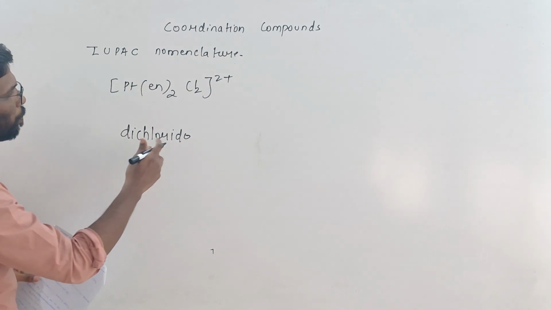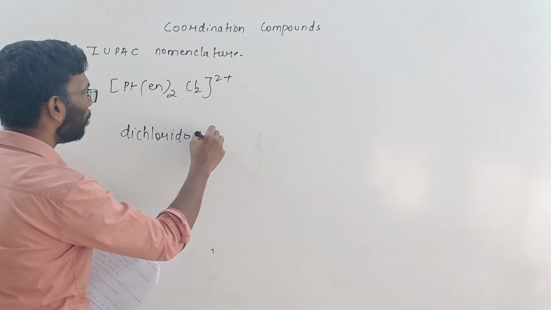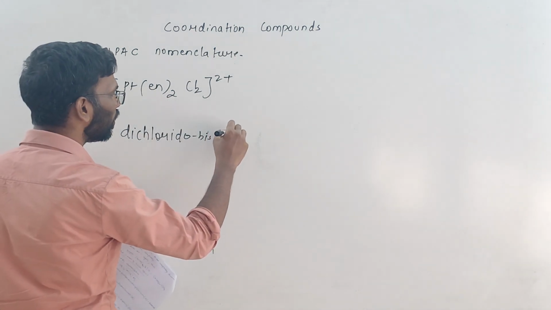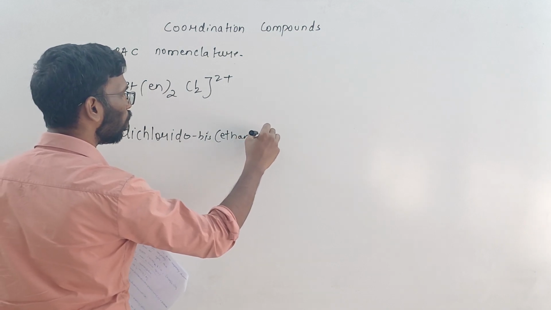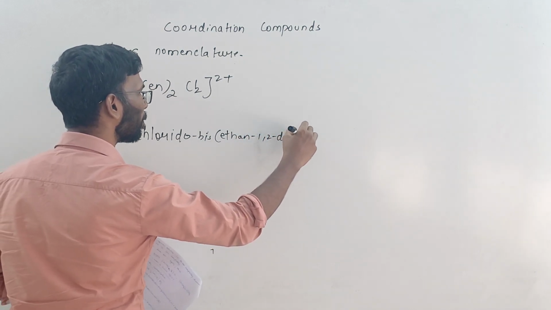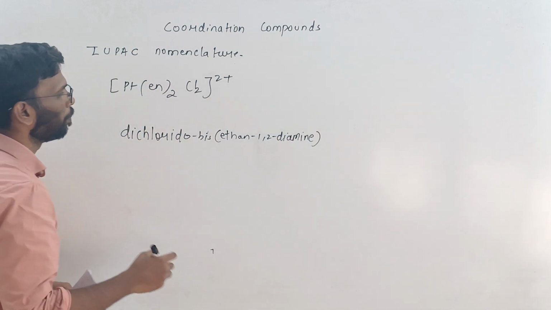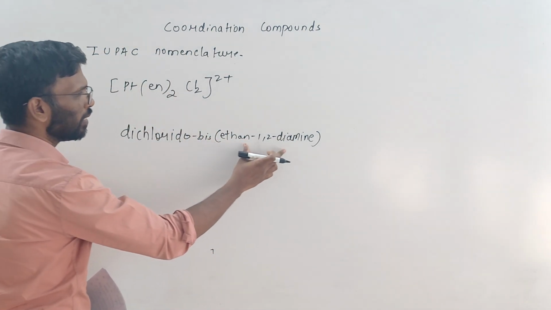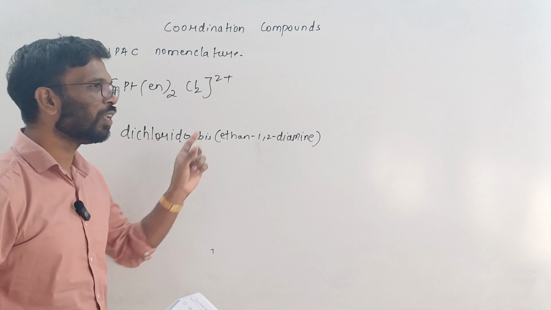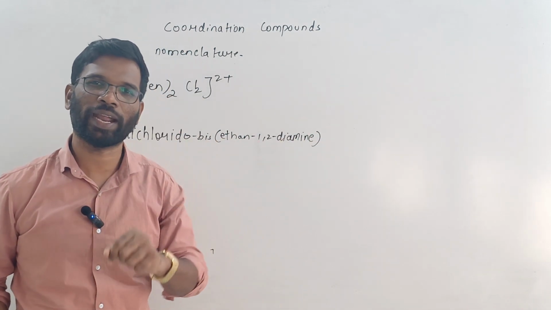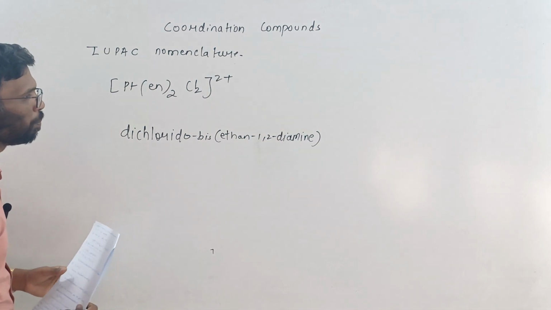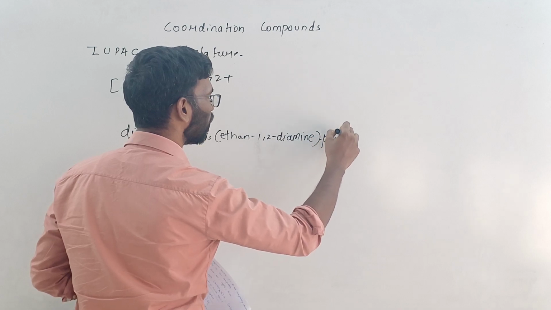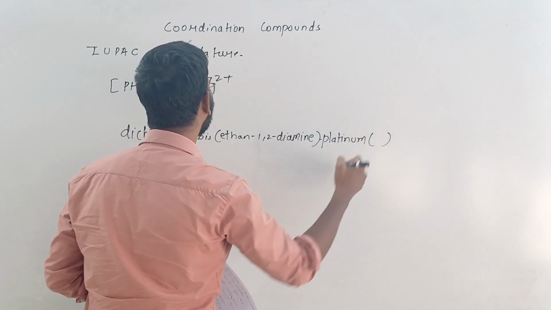So dichlorido, and this is what? Bis(ethane-1,2-diamine). See over here, single M. Like in organic IUPAC nomenclature, only when ammonia NH3 is present as a ligand do we write a double M. Just take care of this, right? Bis(ethane-1,2-diamine), and this is what? Platinum, just platinum. In brackets, what would be the charge?